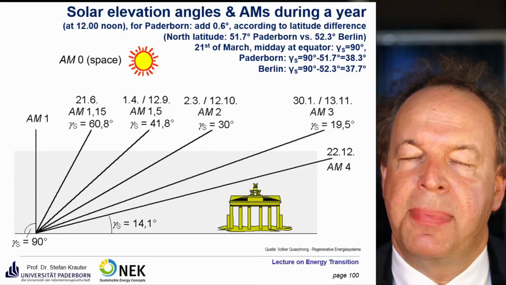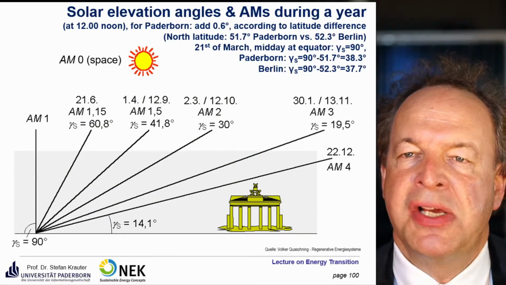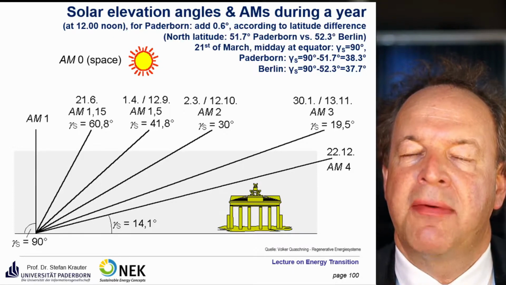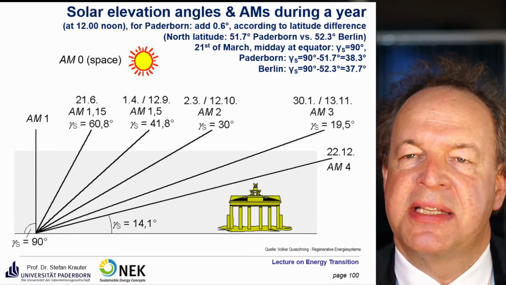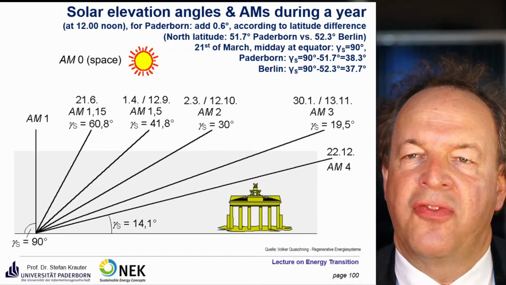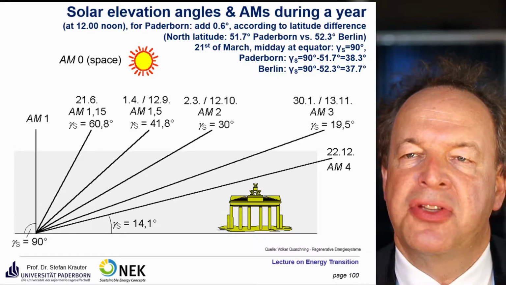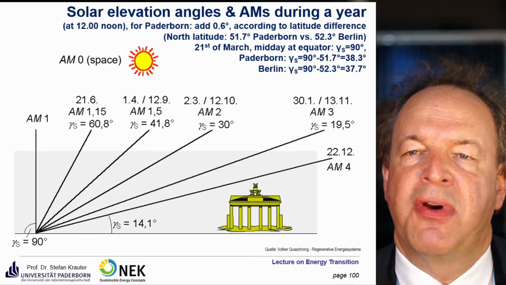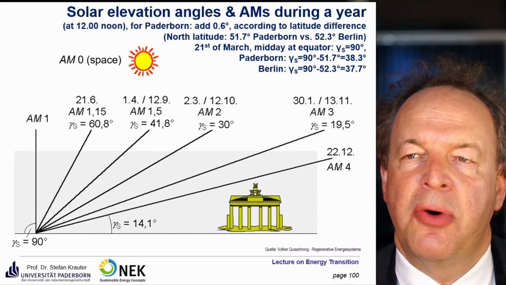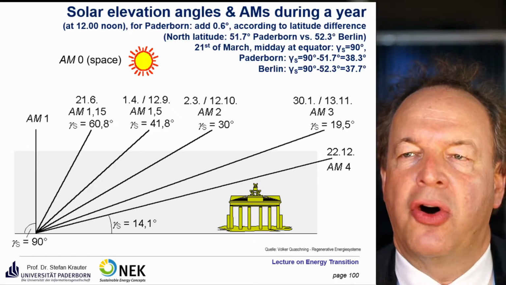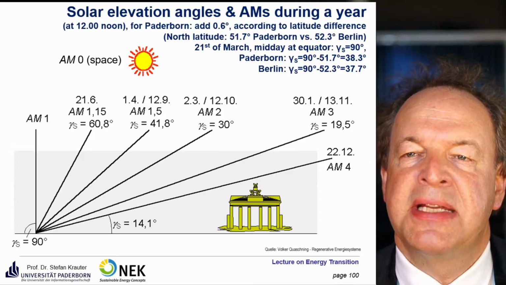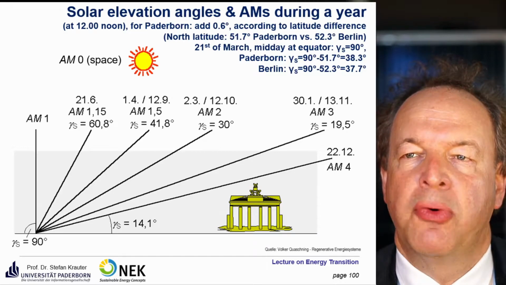These are some examples in the case of Berlin. So we never reach perpendicular irradiance in Berlin. The highest the sun gets is at an angle of 60.8 degrees of elevation angle. This occurs on the 21st of June. The lowest angle occurs on the 21st or 22nd of December, and it's only 14.1 degrees.